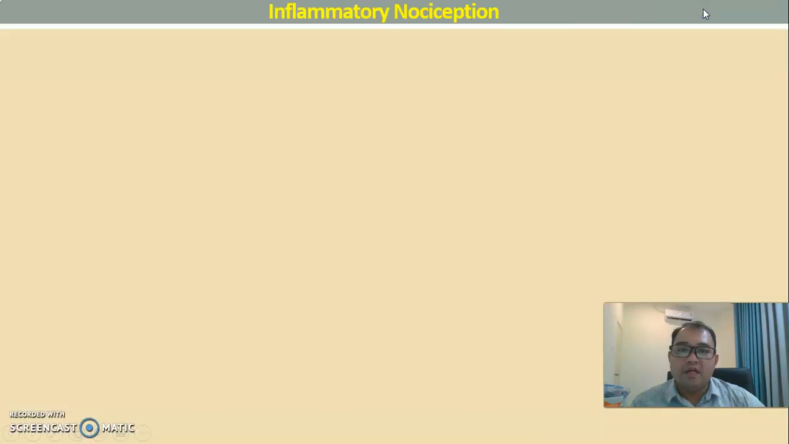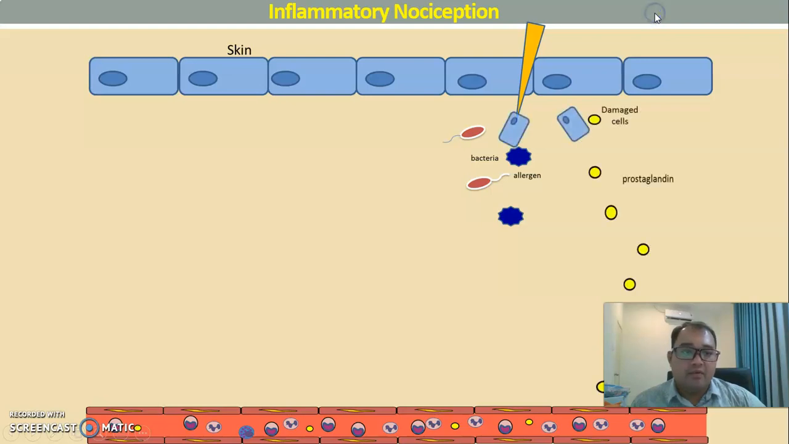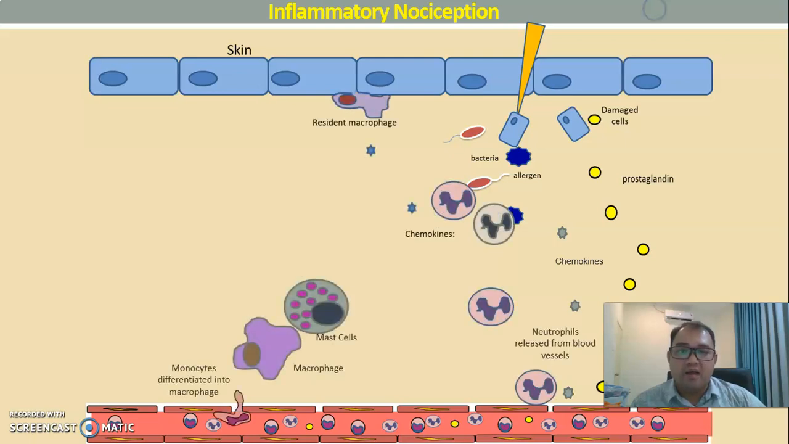Before we go further, I would like to give a basic introduction about what actually inflammatory pain is. So imagine this is our normal skin. Whenever our normal skin has an injury, such as from bacteria or allergen or infection, the damaged cells will immediately release many mediators such as prostaglandin and also chemokines that are responsible for the blood vessels to dilate and cause the infiltration of immune cells such as neutrophils, macrophages, and also mast cells.